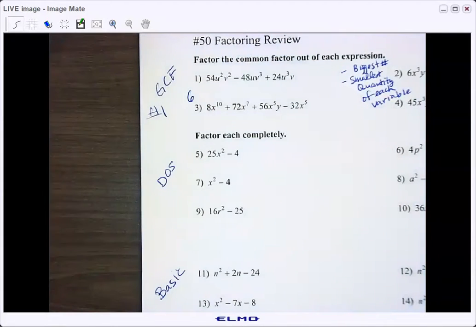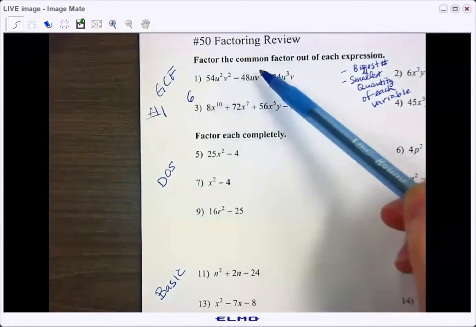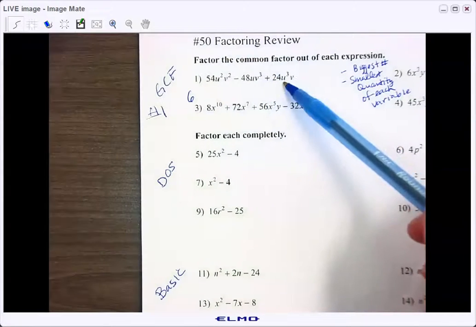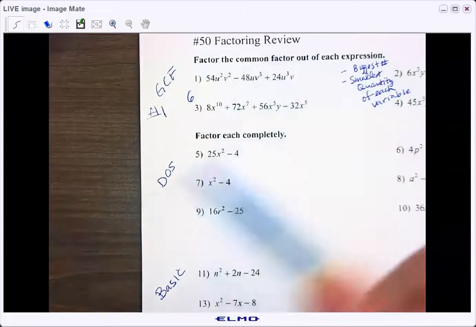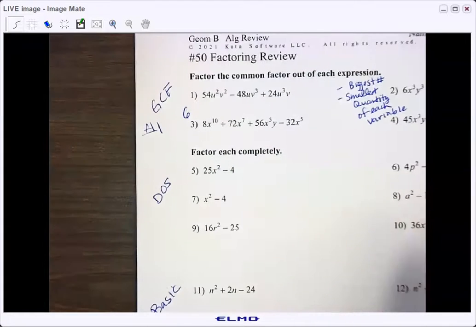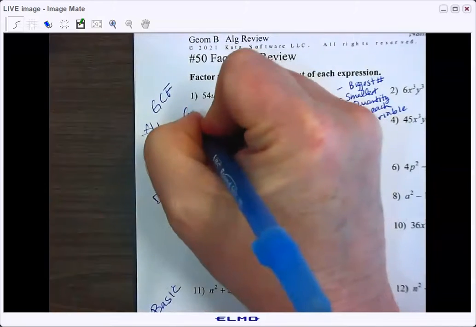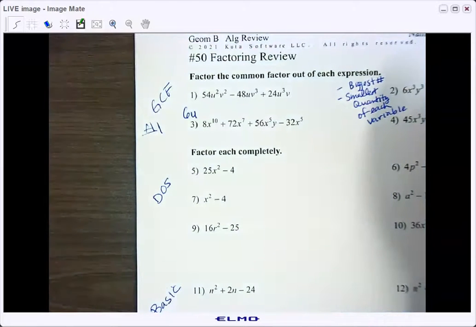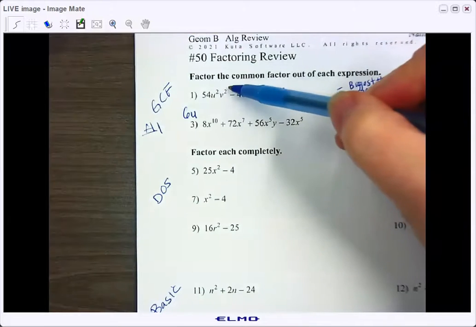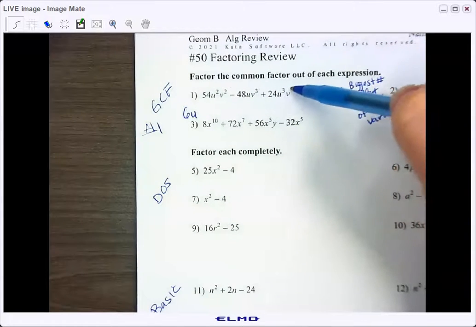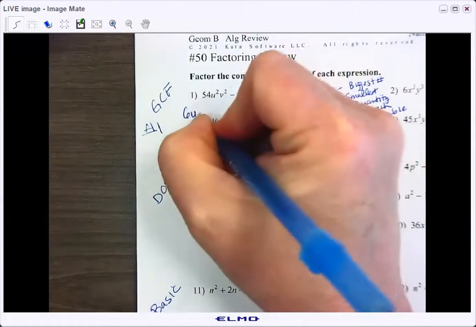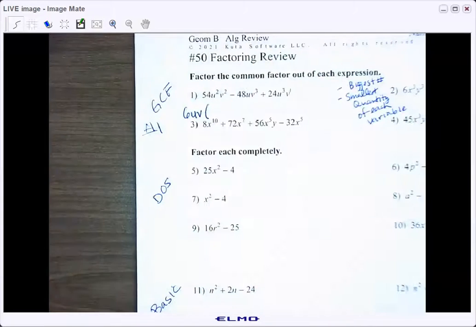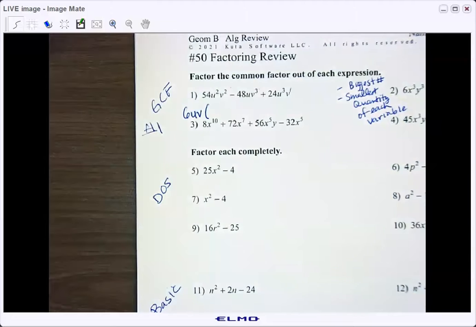Then we're comparing our u's. I've got u to the 2, 1, and 3. The smallest is 1. And then I look at my v's. I have v to the 2, 3, or 1. The smallest is 1. And we're going to divide those out.